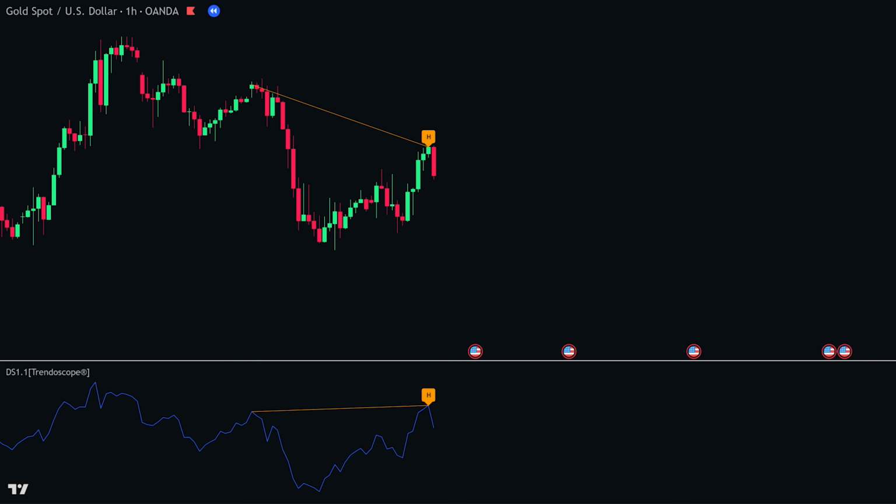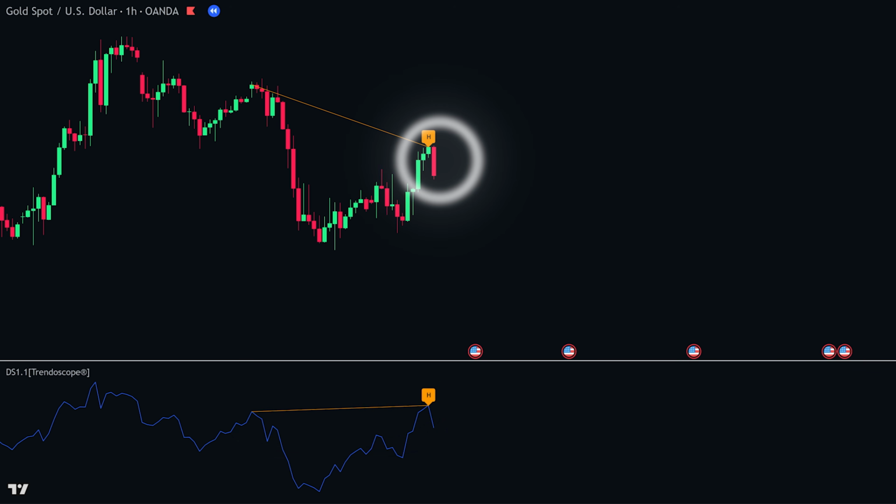In this example, price forms a lower high, but the RSI creates a higher high. That's a textbook hidden bearish divergence. The indicator picks it up automatically and marks it with an orange line and label, making it easy to spot. This type of divergence suggests a continuation of the downtrend, not a reversal.